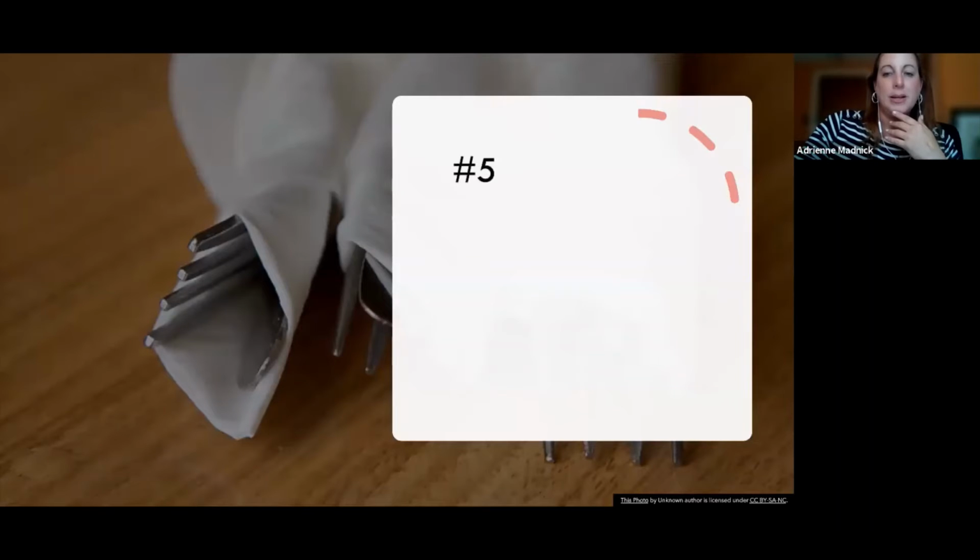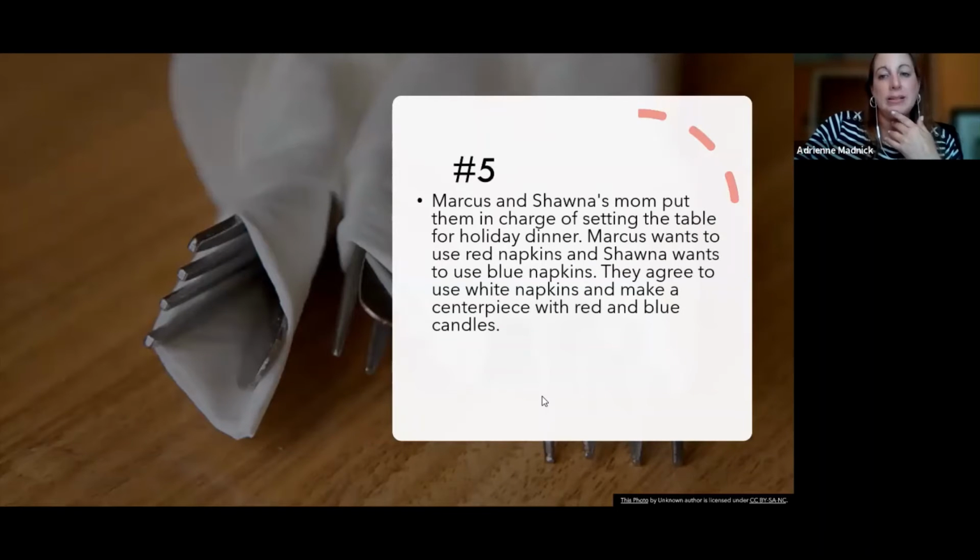All right. Marcus and Shauna's mom put them in charge of setting the table for holiday dinner. Marcus wants to use the red napkins and Shauna wants to use the blue napkins. They agree to use white napkins and make a centerpiece with red and blue candles. So in this situation, what did Marcus and Shauna do? There's not that many left. So what did they do?